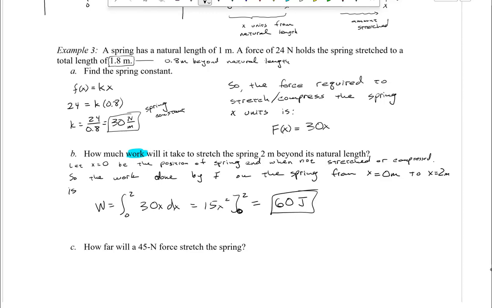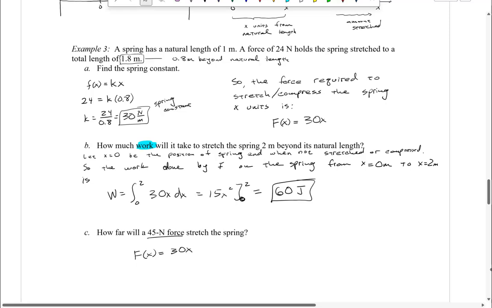They're just giving us a force here, but we know that the force is equal to 30x, where x is the distance beyond the natural length of the spring that this spring is being stretched. So let's put 45 here, right? If we apply a force of 45 newtons, how far beyond the natural length will the spring stretch? That's a matter of just finding x. And so x is equal to 45 over 30, which is equal to 1.5 meters because we're dealing with newtons.